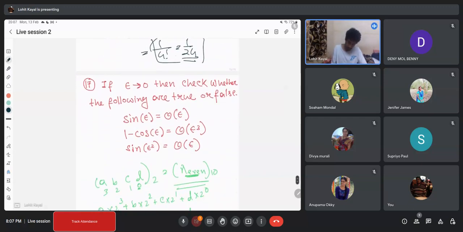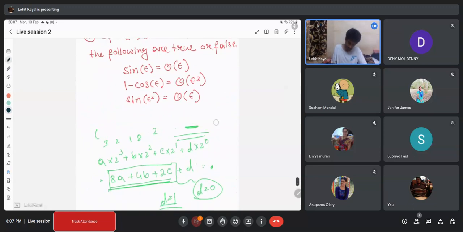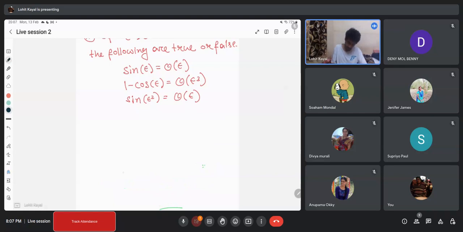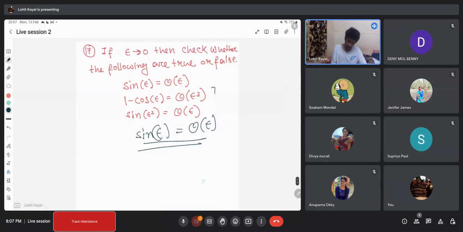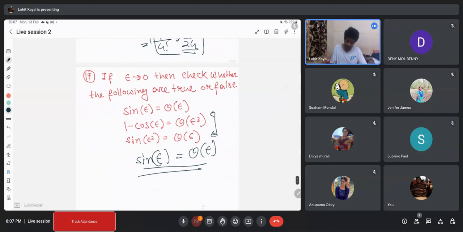Okay, now let's solve these problems. Already I have told that in the limit of epsilon tends to 0, sine epsilon is of order epsilon. Okay, so I have shown you how to understand that. Now can you tell me about these two examples? Are these true? Just take a few moments and tell me if these two are true or not.